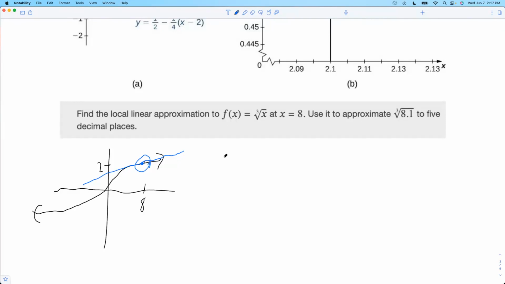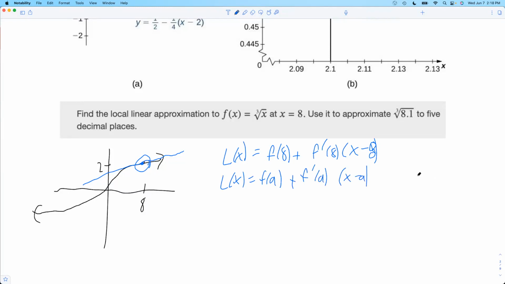So we call this the linearization of the function. And that's f at the starting point plus the derivative at the starting point times the change in x, x minus the starting point. So in general here, L of x is f of a plus f prime of a times x minus a. And this is the linearization of f at x equals a.